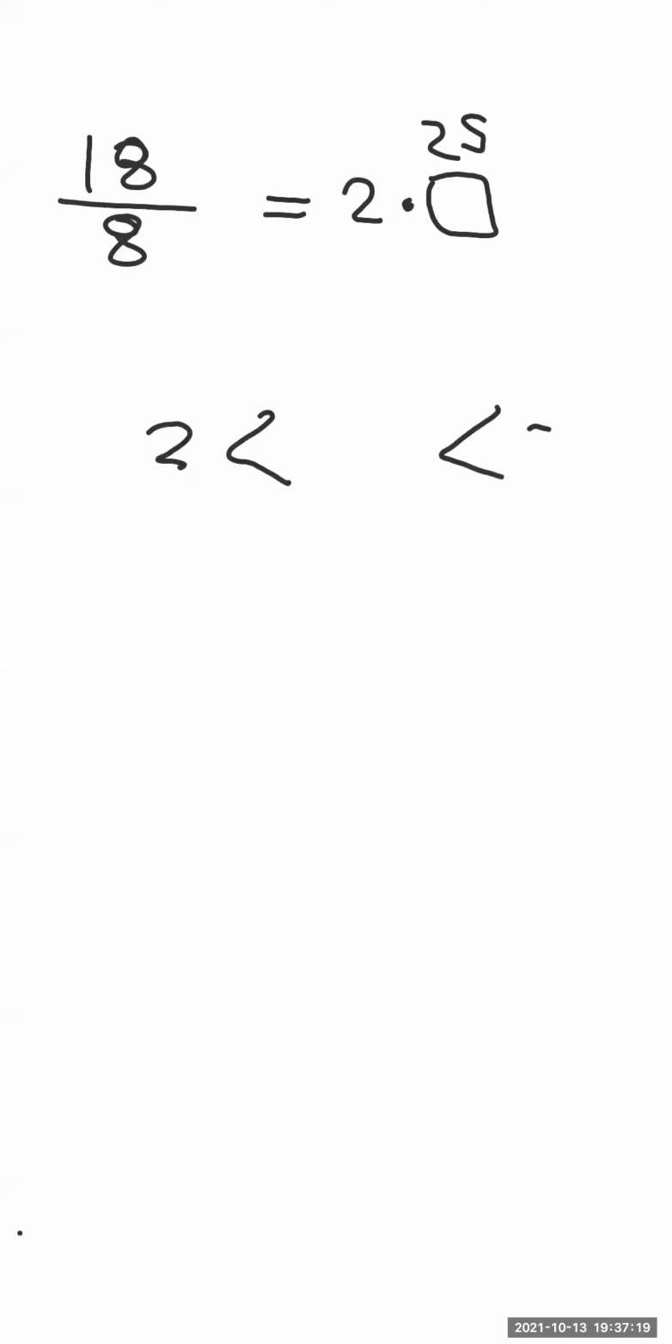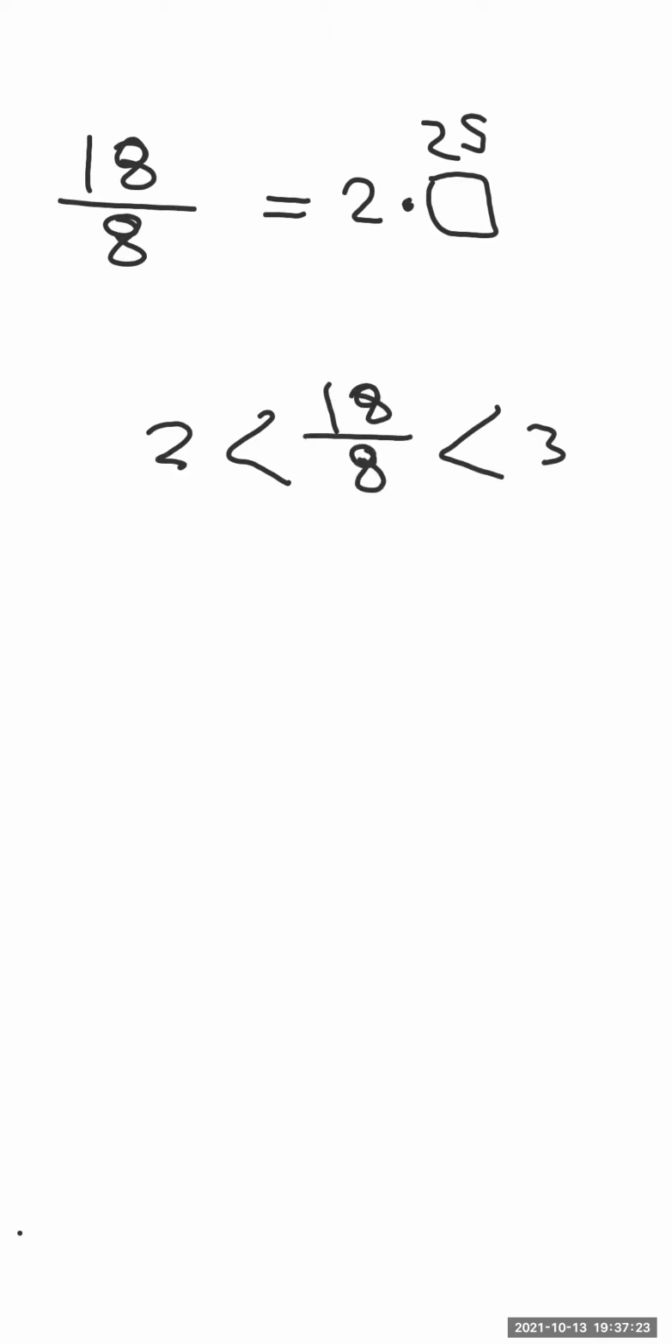Represent 18 over 8. The first step is to know the value of this number. Actually, 18 over 8 equals 2 point something. Use the calculator to get the result. 2.25. I don't care about that. I just know that it's 2 point something. So 2 point something means it lies between 2 and 3, right?